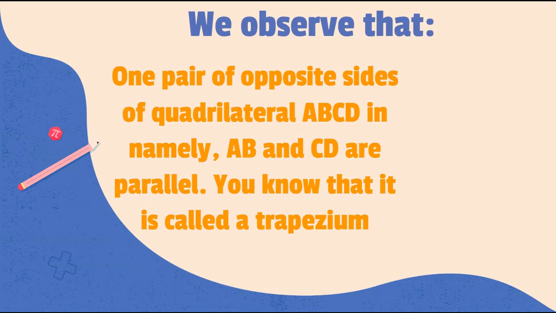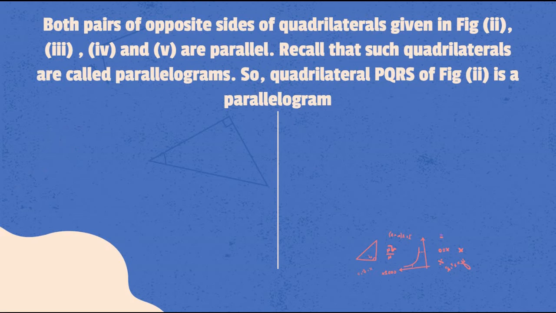So one pair of opposite sides of a quadrilateral, the first quadrilateral as you can see here, ABCD, namely AB and CD are parallel. You can see them. Just by visualizing, you can imagine that AB and CD are parallel. And you know that it is called a trapezium. So this is about the first quadrilateral. Remember that all that we are learning now are types of quadrilaterals that are very important. The first one is the trapezium.